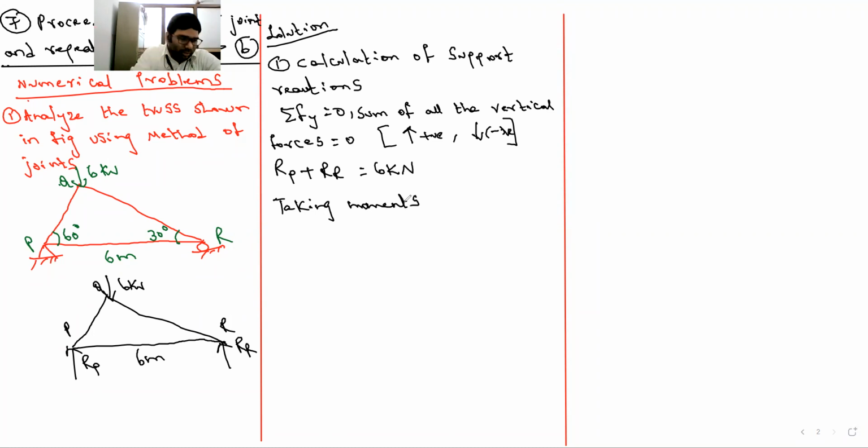Then taking moments about P. That is also very important now. And of course, we will sketch the free body diagram also. So taking moments about P: force into perpendicular distance, Rr into 6 is equal to, see here, there is a load 6 into the perpendicular distance.